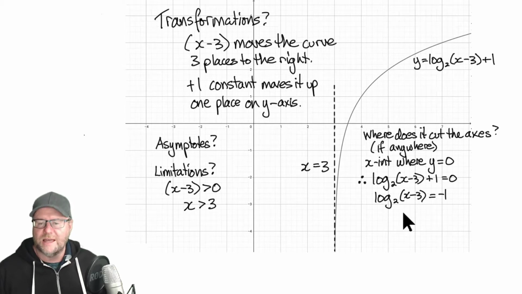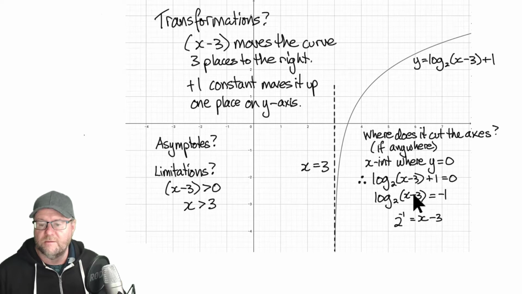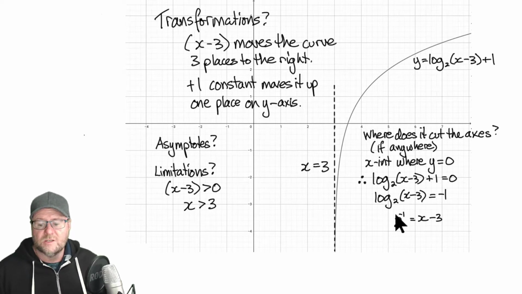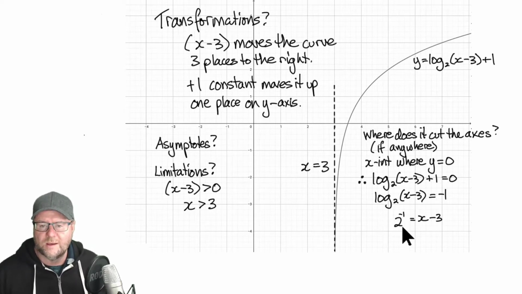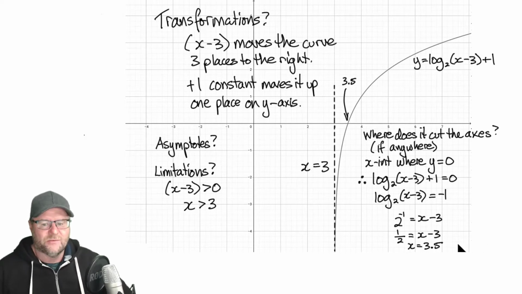So let's rearrange that and write it in index form. 2 was my base, so 2 becomes my base. -1 is my index, so it's my index, equals my value. Now I can try and solve this. Now I know that 2 to the -1 is a half. On the right hand side I've got x minus 3. Now you can see we're somewhere where we can just solve this, can't we? Bring the -3 across, it becomes a positive 3. So my x value is in fact 3.5. So for this to be true, my x value has to be 3.5. That's where it cuts the x-axis.